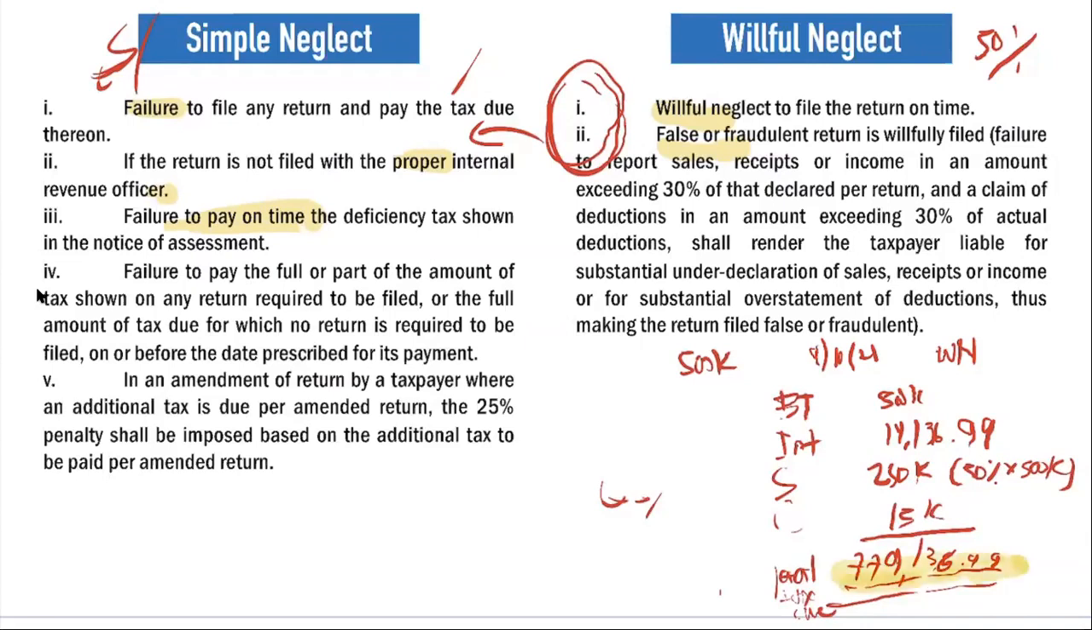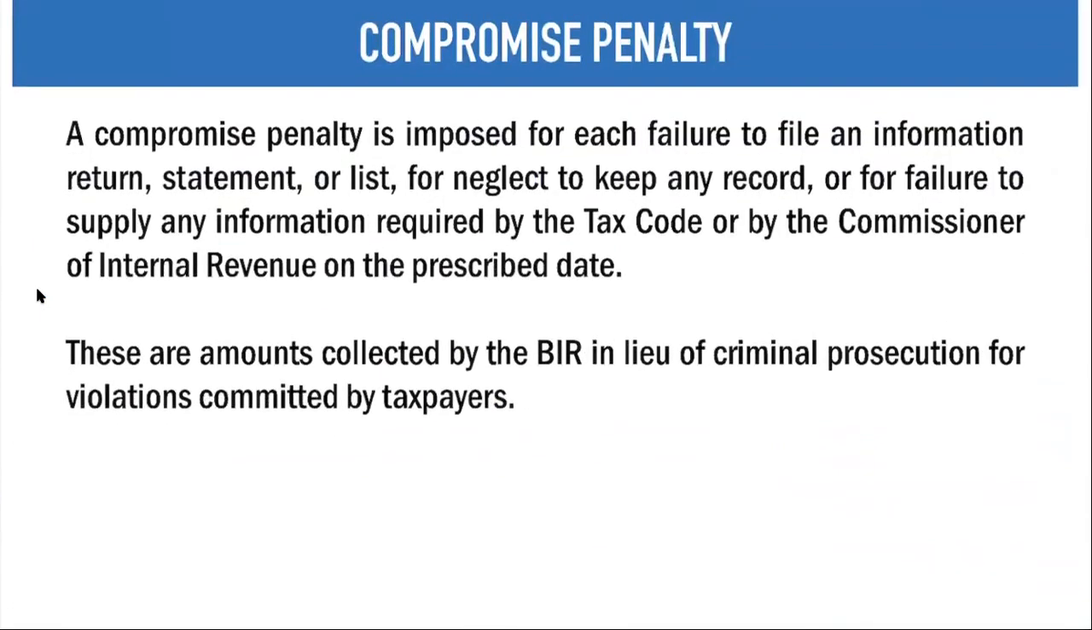779,136.99. If you're asked what is the interest, surcharge, and the compromise, isa sa inyo yan. Pero pag tinanong, what is the total tax due? Yan yung sagot nyo, 779,136.99. Okay? Simple and willful neglect for surcharge. And then lastly, compromise penalty.